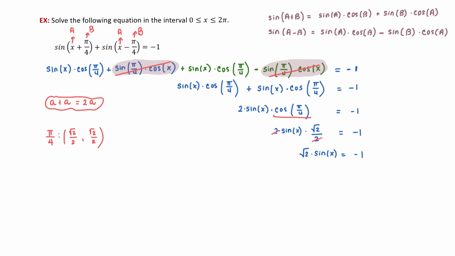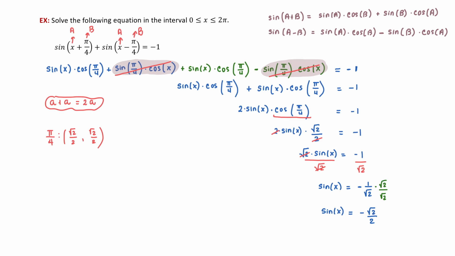Now, my goal here is to isolate the variable, in this case, sine x. That means that we're going to do that by dividing both sides by the square root of 2. So on the left, that will divide out, and we are now going to have that sine x is equal to -1 over the square root of 2. And so that you recognize exactly what we have, I'm going to go ahead and rationalize the denominator by multiplying top and bottom by the square root of 2. So now this is going to give me that sine x is equal to minus square root of 2 divided by 2.